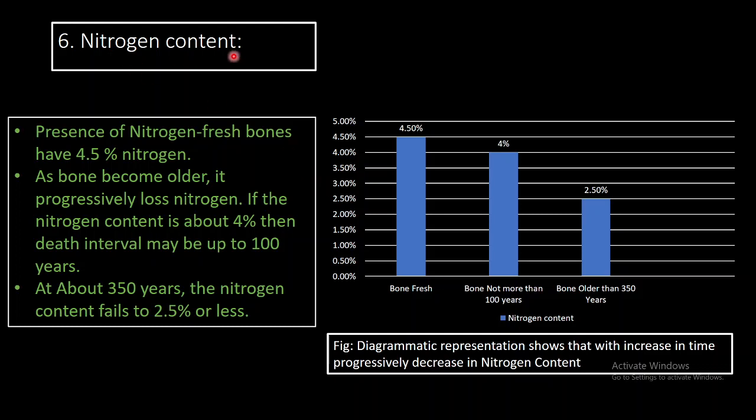Then nitrogen content. Fresh bones have a nitrogen content of about 4.5 percent. As the bone becomes older, it progressively loses nitrogen. If the nitrogen content is about 4 percent, then the death interval may be up to 100 years, and at about 350 years the nitrogen content falls to 2.5 percent or less. You can see in this graph how the percentage of nitrogen decreases year by year.